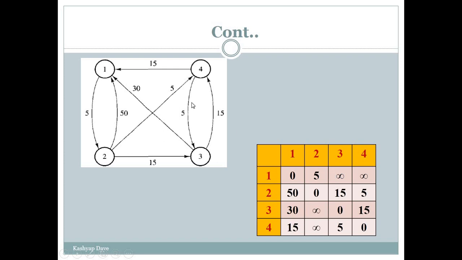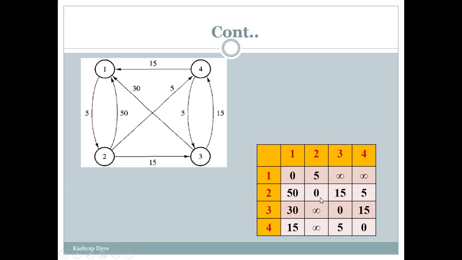Now for finding 1 to 3, here the node is 1 and here the node is 3. So here we have a directed line from 3 to 1 but no direct path from 1 to 3. So in that case we will put infinity here. For finding distance 1 to 4, the path from 4 to 1 is available but no path is available from 1 to 4. So in that case we will put infinity here. Now from 2 to 1, from node 2 to node 1 we have a direct path and the distance is 50. So here we will put 50, and from itself the distance will be 0. So from 2 to 2 the distance will be 0.